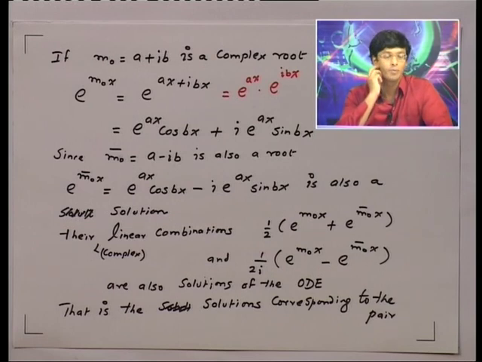Now our differential equation, remember, is a homogeneous linear differential equation. So the solutions form a vector space. So if you have two solutions, I can take the sum and difference, correct? And I can take their linear combinations, that will also be a solution, the superposition principle. So if I take a linear combination with coefficients half and half, I get half times e to the power m naught x plus e to the power m naught bar x, which is also a solution. And the other linear combination that I am interested in is 1 over 2i times e to the power m naught x minus e to the power m naught bar x, that is also a solution.